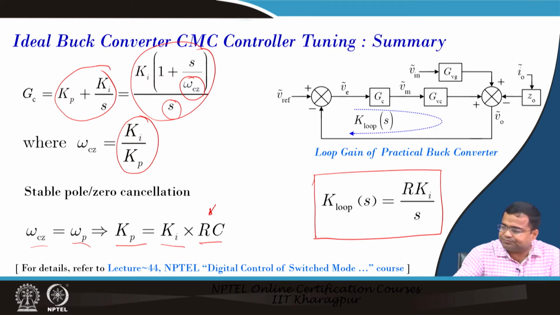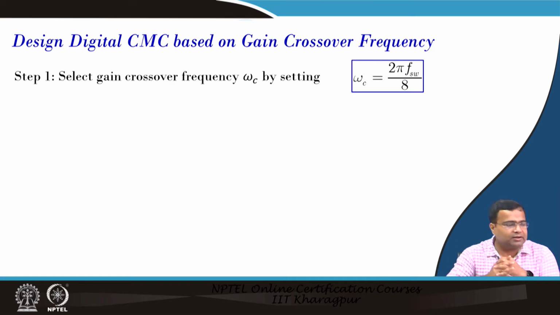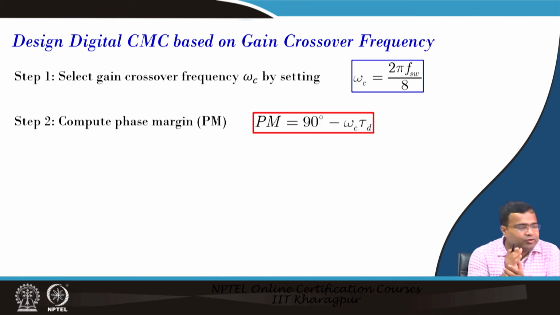This we have discussed in lecture number 44. Now, if we want to get the digital controller, how do we design it? We will start with a crossover frequency of 1/8 of the switching frequency. In traditional current mode control, by stable pole zero cancellation we can achieve a loop transfer function with some gain by s, which means we get a 90° phase margin. But due to the delay in the digital controller, the phase margin will be lower than the analog controller, and it will be 90° minus omega c times tau d, where omega c is the crossover frequency.